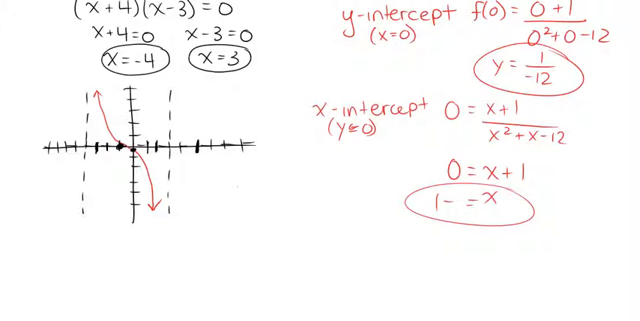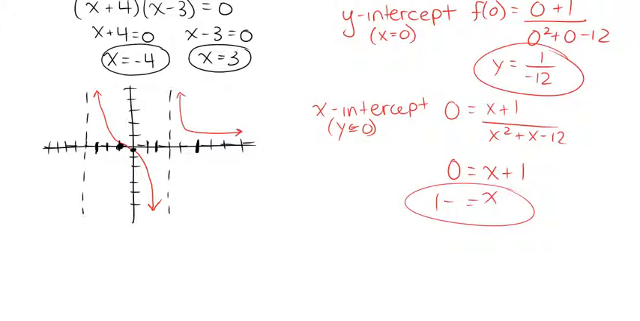Well, let's try 5. If we subbed in 5, 5 plus 1 over 5 squared plus 5 minus 12, which will be 6 over 30 minus 12. I don't know what that is, but it's some positive number. I can't subtract. So I know that it's going to be up here somewhere. Not that high. So that just tells me that I'm going to have a graph that's over here.